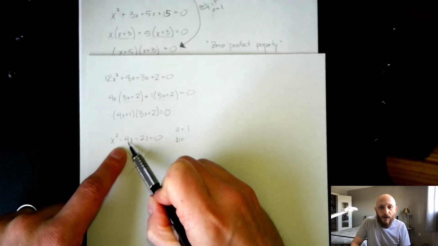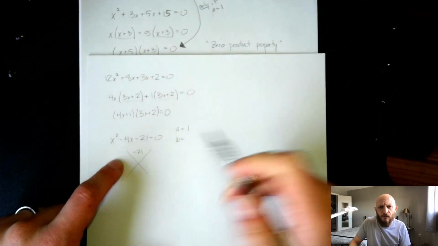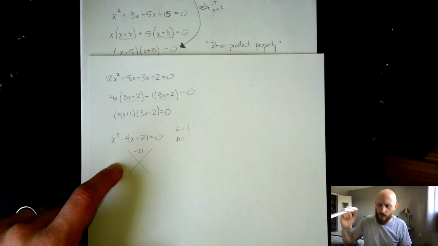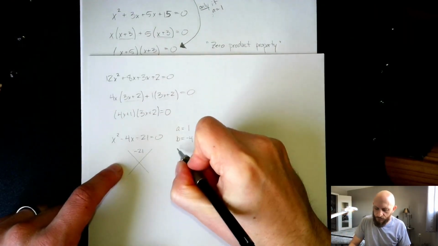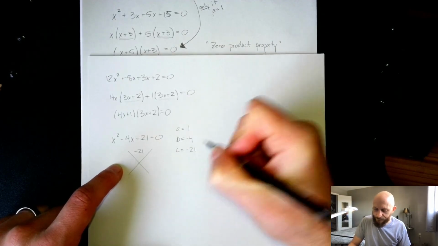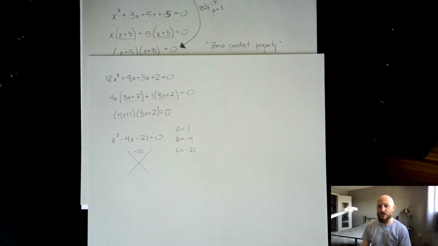B is not positive 4. B is negative 4. Let's see if I can focus this a little more. It looks a little blurry. So B is negative 4. Same thing with C. C is negative 21. So be careful about that. Make sure that you're paying attention to the sign before A, B, and C, because that changes things.